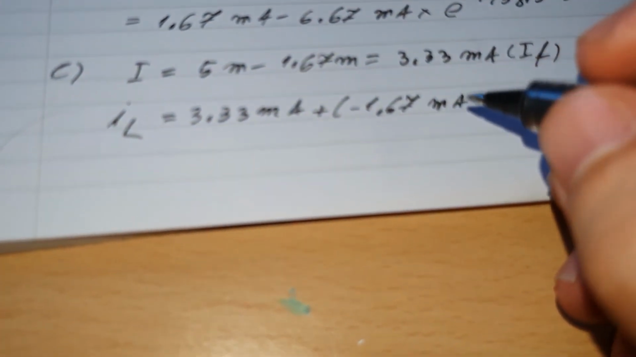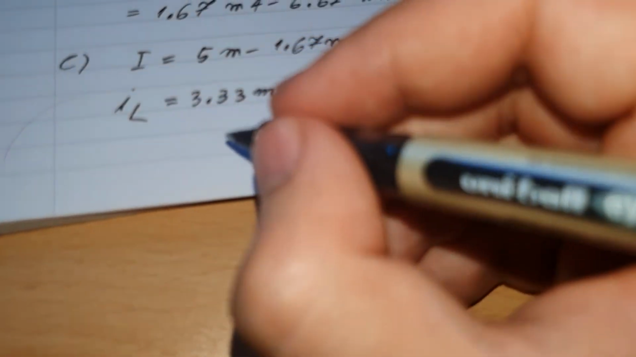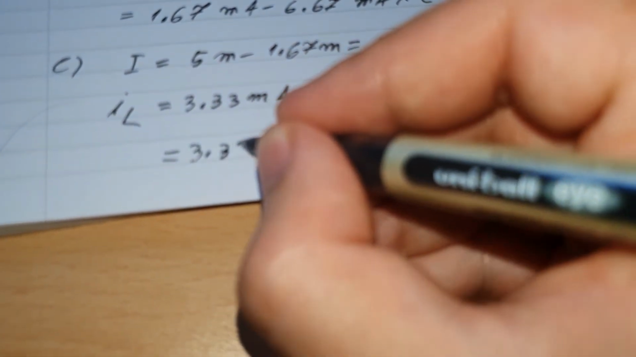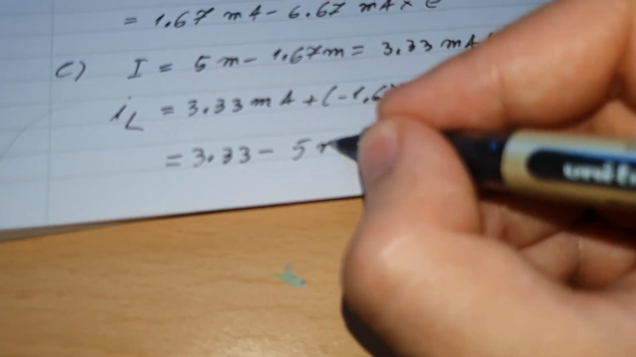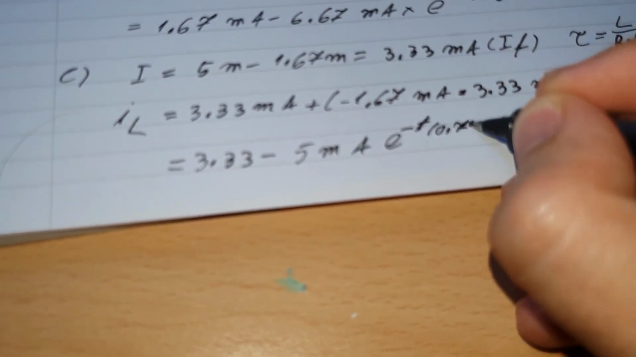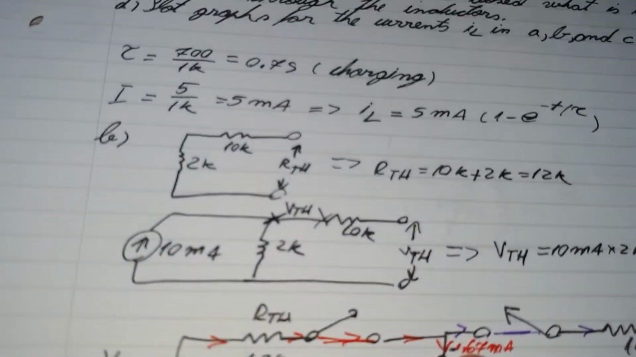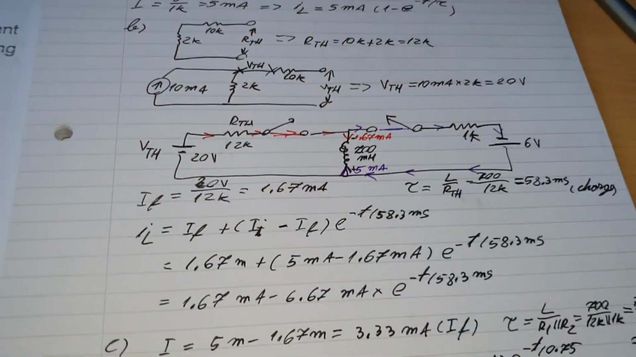But anyway, that'll be minus 1.67 and then minus 3.33 mA, the reference current, and then we add in the time constant, 0.075, and now we just simplify, which will be 3.33 minus 5 milliamps times e to the minus t over the time constant, 0.075. There you go. And that's it really. That's everything calculated.